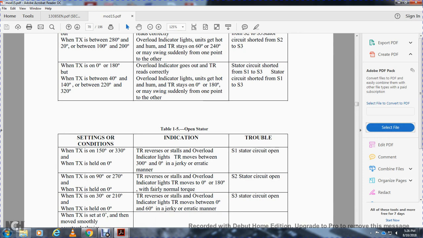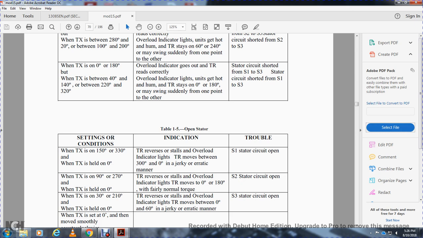Table 1-5, open stator, setting conditions. The torque transmitter at 150 degrees, 330 degrees, and with the torque transmitter held at 0, the torque receiver reverses or stalls, the overload indicator lights, and the torque receiver moves between 300 degrees and 0 degrees in a jerky, erratic manner. The stator 1 circuit is open.